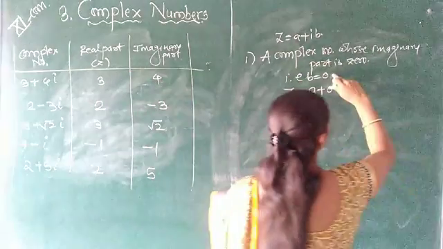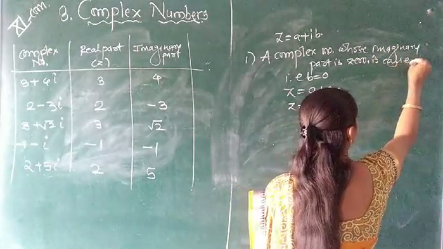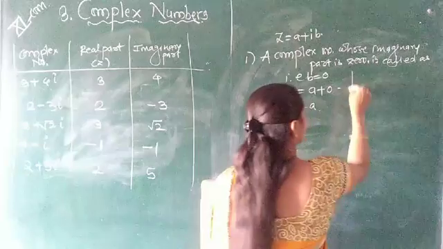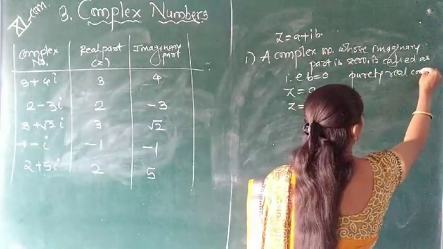A complex number whose imaginary part is 0 is called purely real. Is called a purely real complex number.